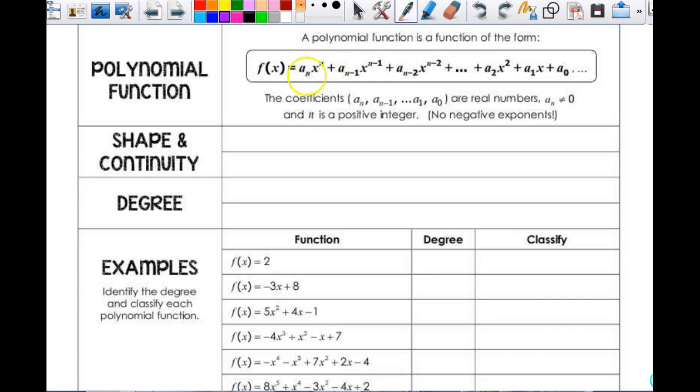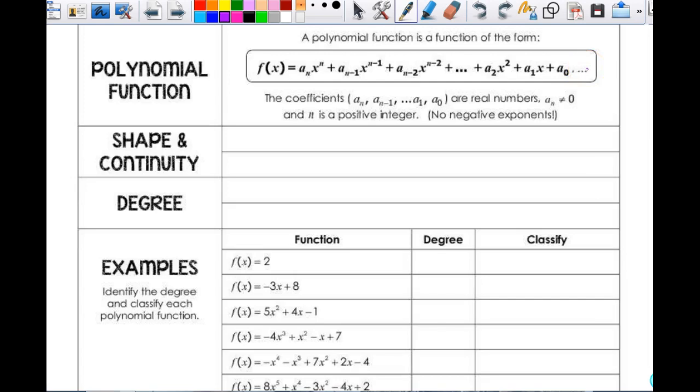But if we have a sub n, this right here is the coefficient, which is a number, times x to the n power, then this is a sub n minus 1 times x to the n minus 1 power, and then a sub n minus 2, x to the n minus 2, dot, dot, dot, because we don't really know how many are in between because we don't know where we started, and all the way down to x squared, x to the first, and then x to the 0 power.